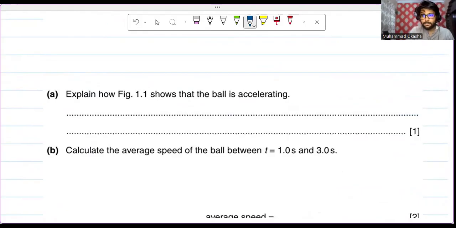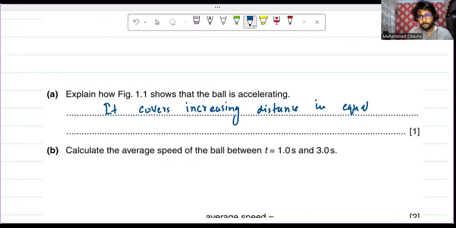Well, we can see the ball is accelerating because it covers increasing distance in equal interval of time. The time interval is not changed. Time interval stays from 0 to 1, then 1 to 2, and 2 to 3.